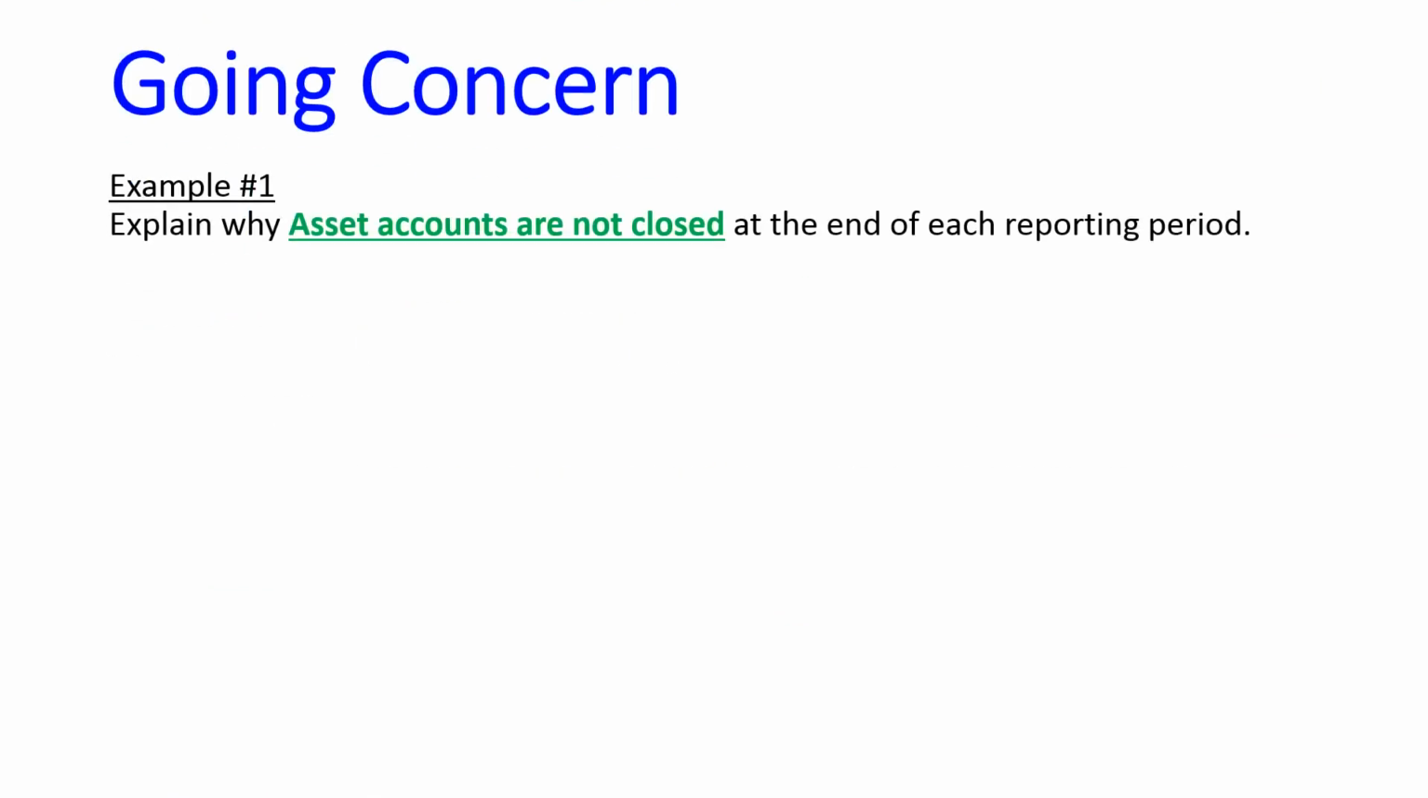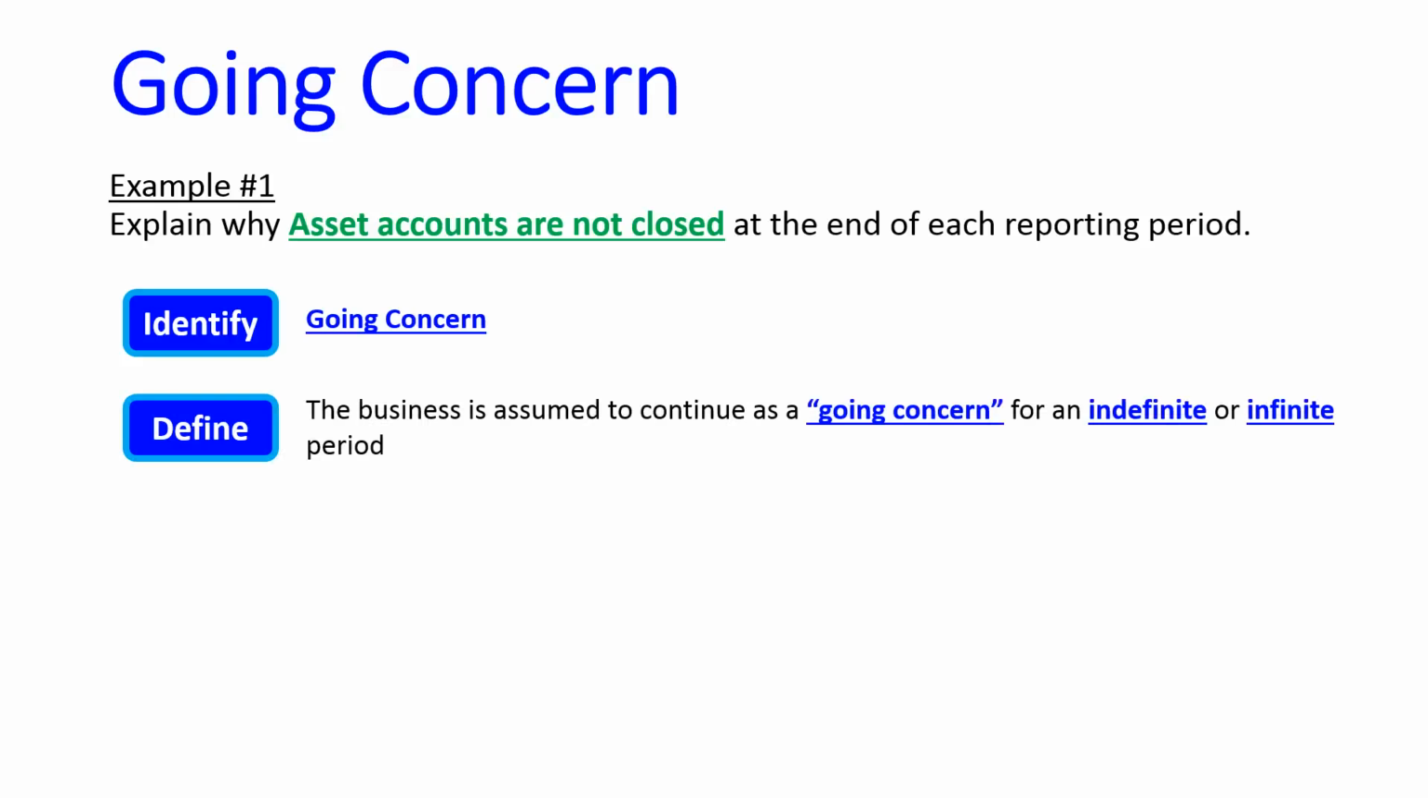Looking at some examples of questions you might get asked, this is where it gets a little tricky. So let's look at our first example. Explain why asset accounts are not closed at the end of the period. So that's a tough question to answer. So let's have a go at it from the going concern standpoint. For theory questions, we're going to identify it, define it. The business is assumed to continue as a going concern for an infinite period. And now we'll relate it.